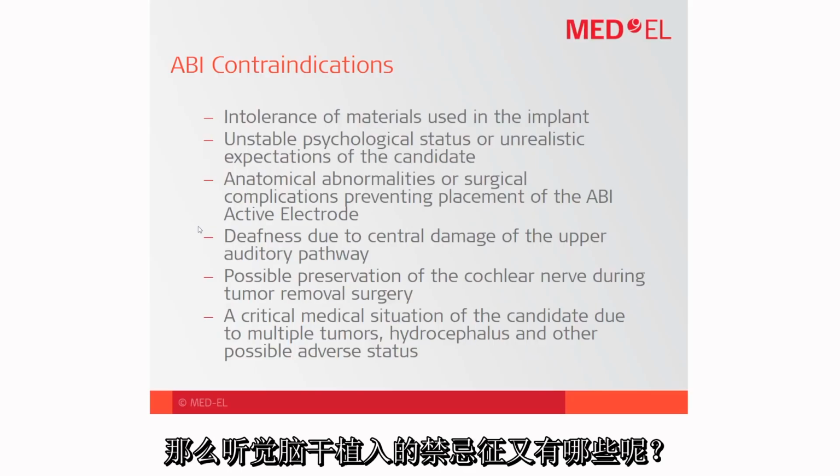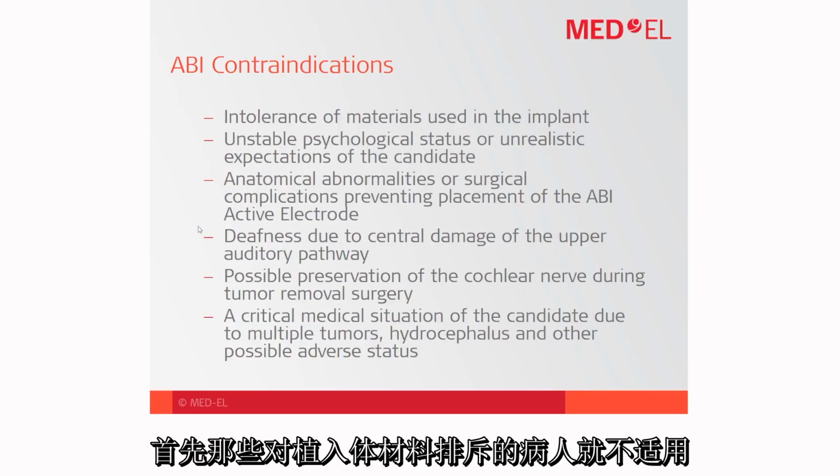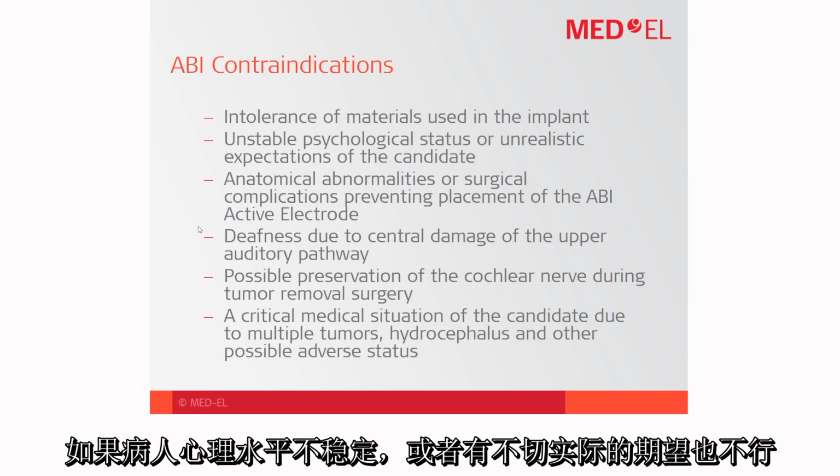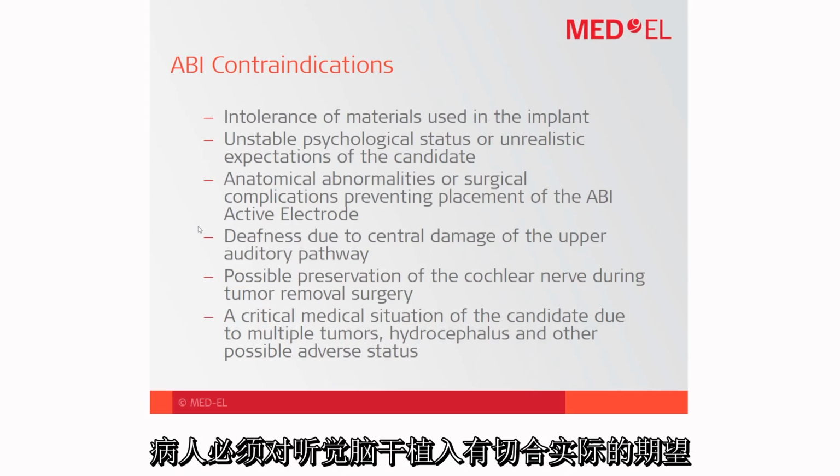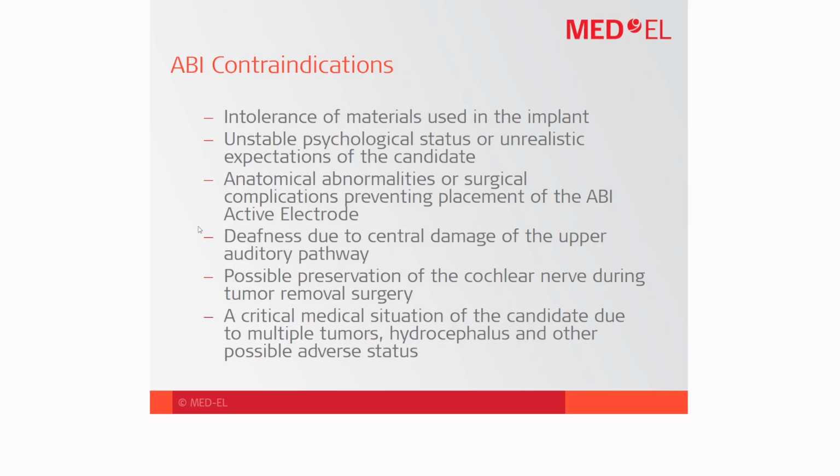What are the contraindications for an ABI? First, of course, if the patient is intolerant to the materials used in the implant, they wouldn't be a good candidate. If a patient has unstable psychological status or unrealistic expectations, especially for a device like an auditory brainstem implant, which is implanted in very complicated cases, the patient has to have very realistic expectations.